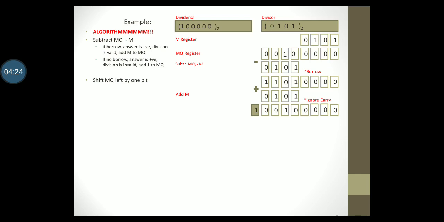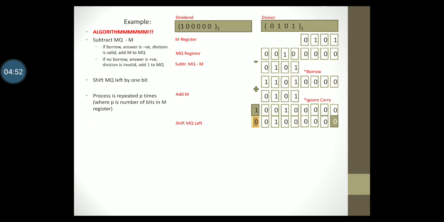Shift MQ left by 1 bit. Shifting the contents of MQ 1 bit to the left looks like this. The bit which is shifted out is highlighted in a yellow square. Since we have shifted 1 bit out, another bit has to enter from the right side. Let's put that bit as 0. We are now ready for the next step in the algorithm.